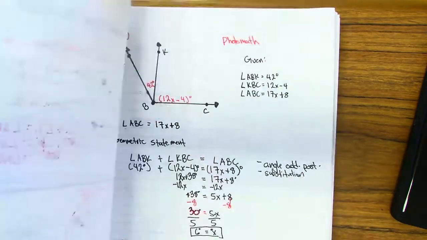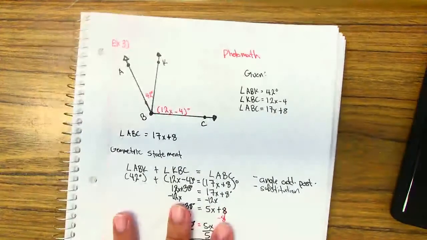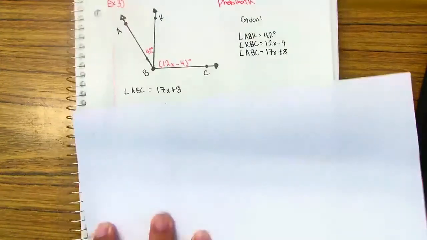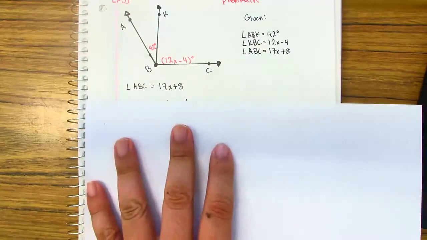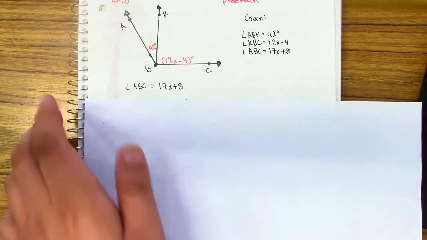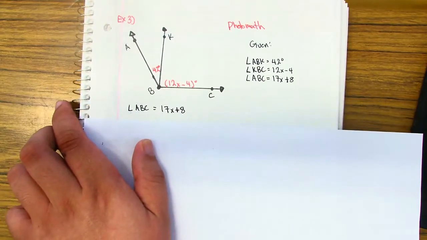Okay. Moving on to the next example, which is kind of difficult. The reason why it's always difficult is because we're dealing with algebraic expressions, which is one of our weaknesses. You can use Photomath to help yourself out with this one.